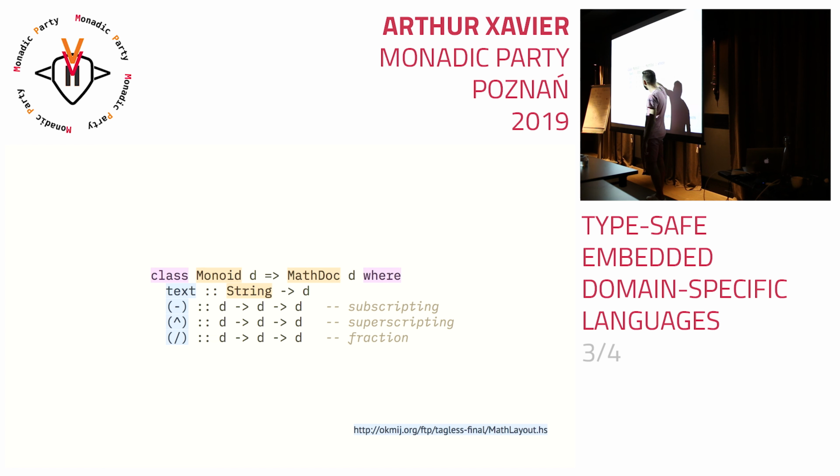Given a text, we can produce this math doc D. Given this dash, it is an operation that takes two math docs and produces another math doc. This is like the subscripting operation, the superscripting operation with a caret, and a fraction with the slash. Hopefully everyone can see that this defines a syntax, right? If we have a math doc, we can compose these operations and build something more complex out of simpler elements. So this sort of describes a part of a language.